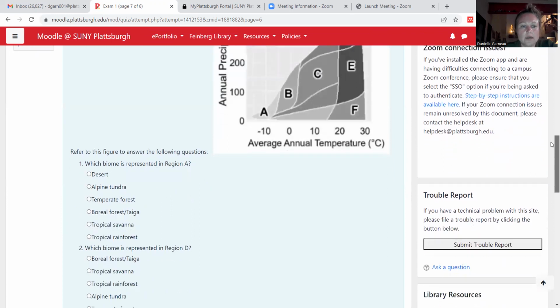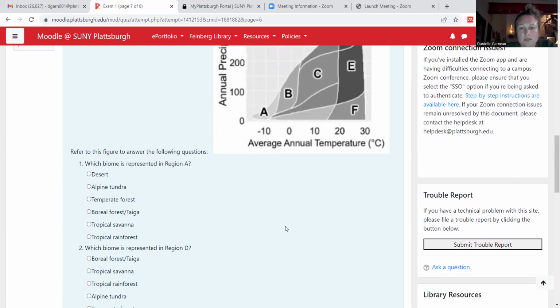So question part 1, which biome is represented in A? So A is cold and A is dry. So that is going to be our alpine tundra. And so if that's alpine tundra, then this is probably boreal, temperate, tropics. This is probably our grasslands. This is probably the desert.